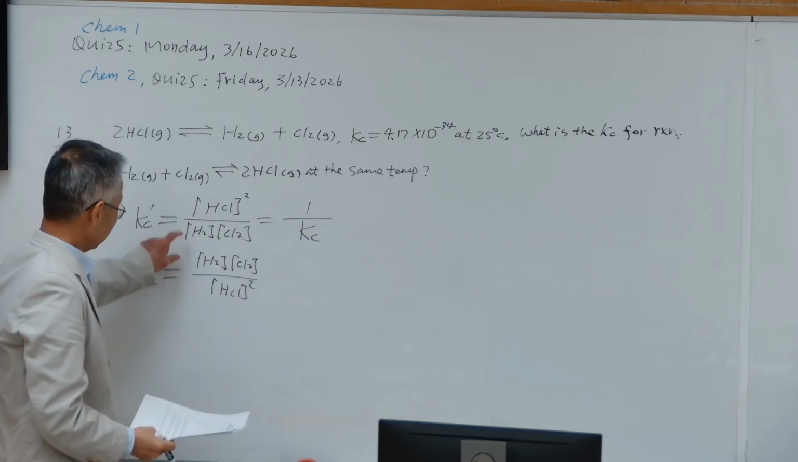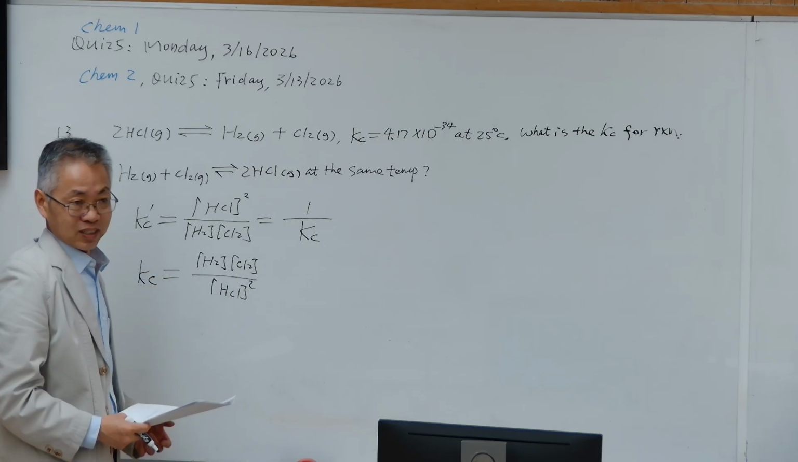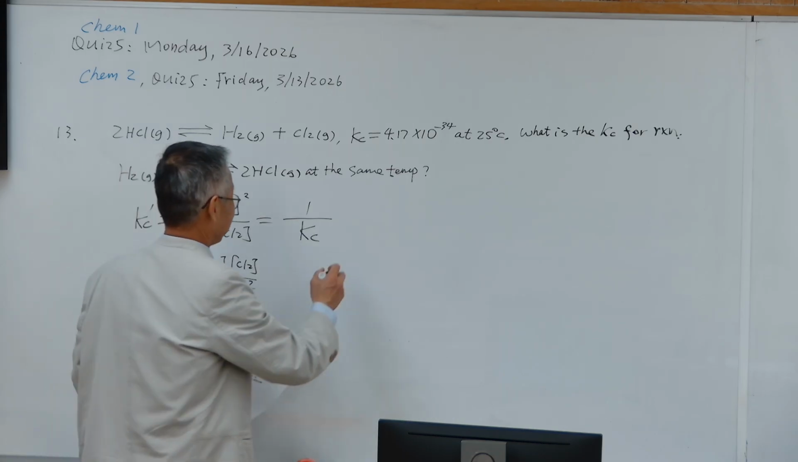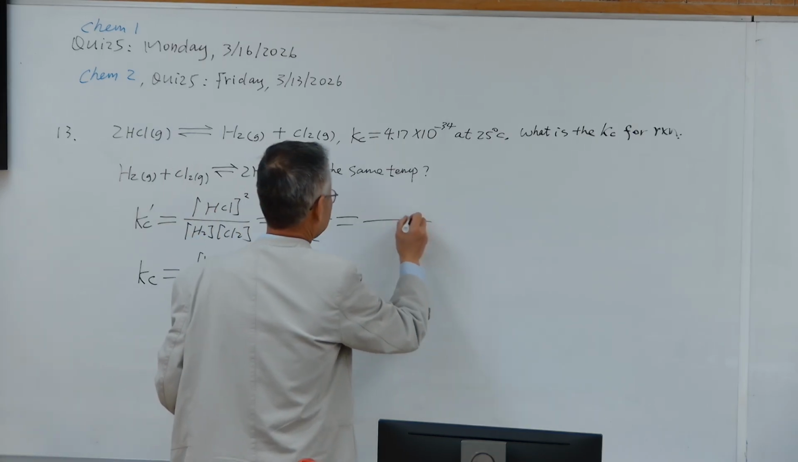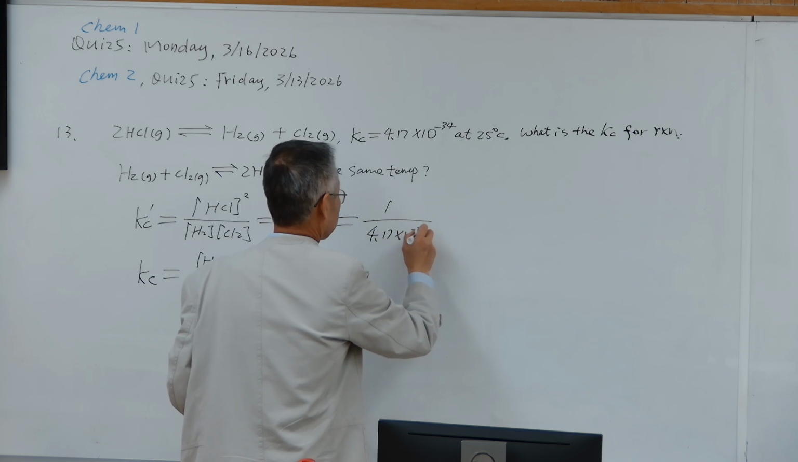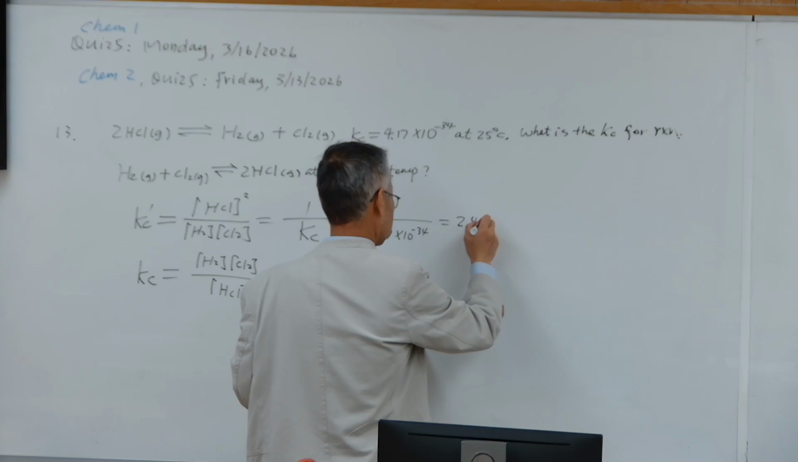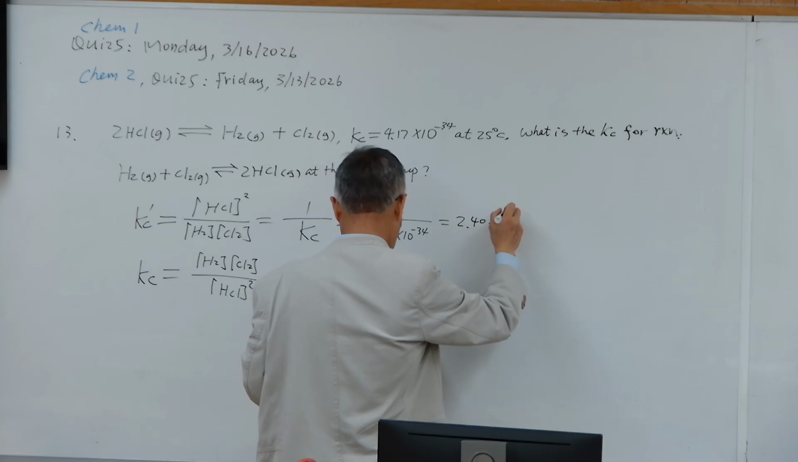You switch the numerator with the denominator, right? Plug in the number, 4.17 times 10 to the negative 34. This will be 2.4 times 10 to the 33.